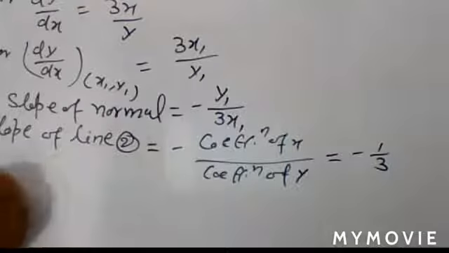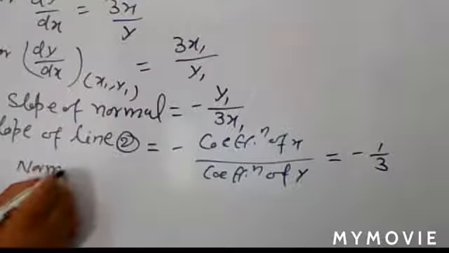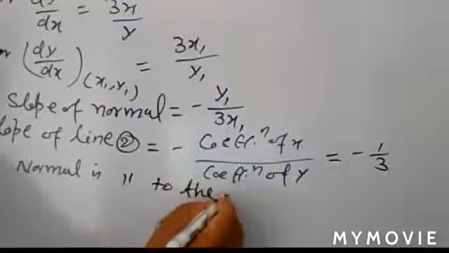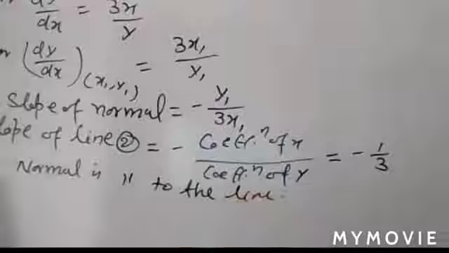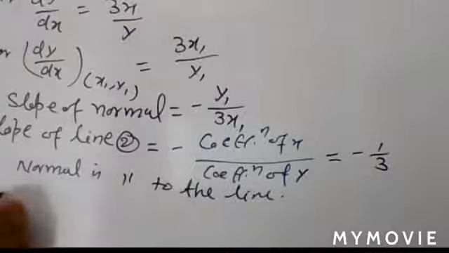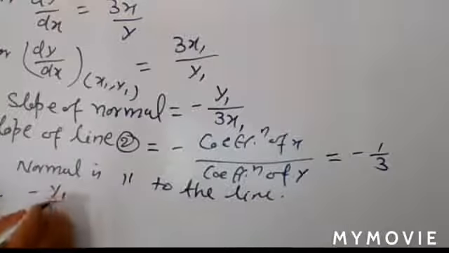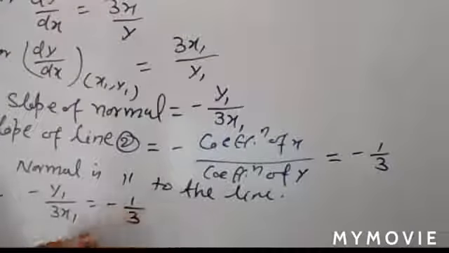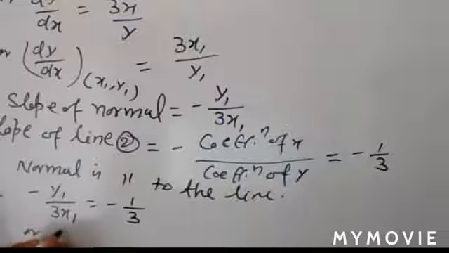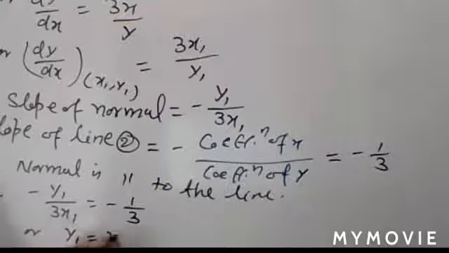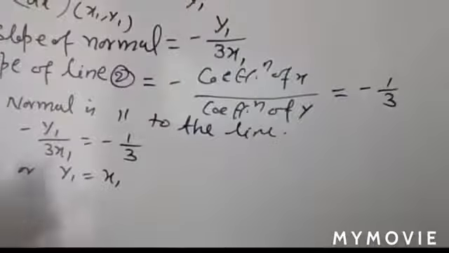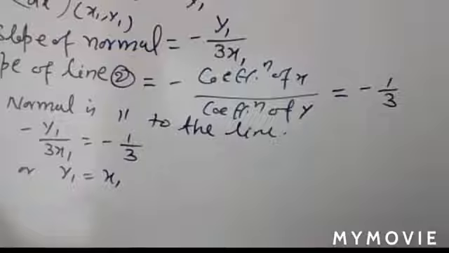Now, what is given? Since the normal is parallel to the line, these two are equal. Minus y1 upon 3x1 is equal to minus 1 upon 3. So 3 and 3 cancel out, and you have y1 is equal to x1. Here you have a relation between x1 and y1, and that gives y1 is equal to x1.